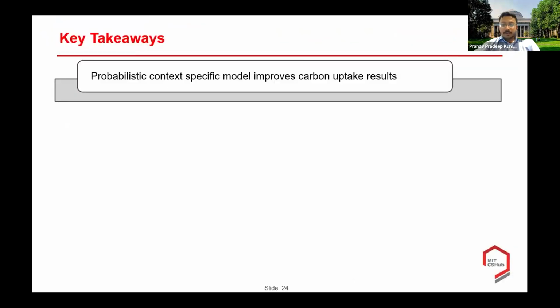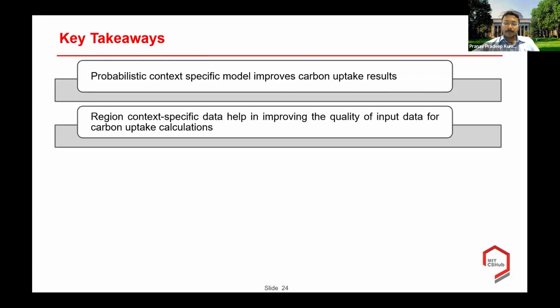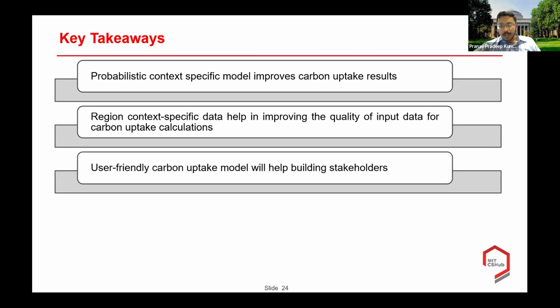So some of the key takeaways from today's presentation are that a probabilistic context-specific model helps in systematically computing the carbon uptake values, as well as in capturing the uncertainty associated with it. The information from the regional databases, the different reports and standards that we have collected help in improving the quality of the input information for both historic and future context-specific carbon uptake calculations, as well as helping in communicating the results with architects and engineers and other stakeholders. And the model enables the building stakeholders with a user-friendly model that could calculate the carbon uptake and embed this in the building lifecycle assessment.